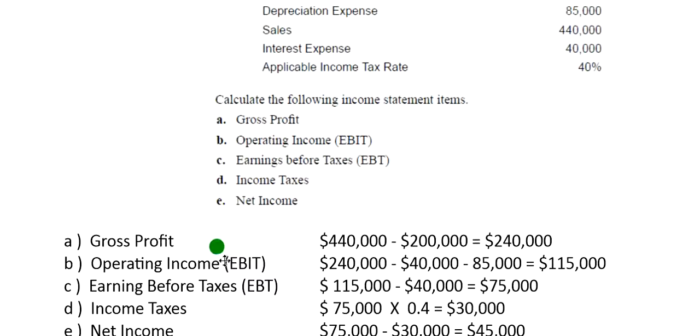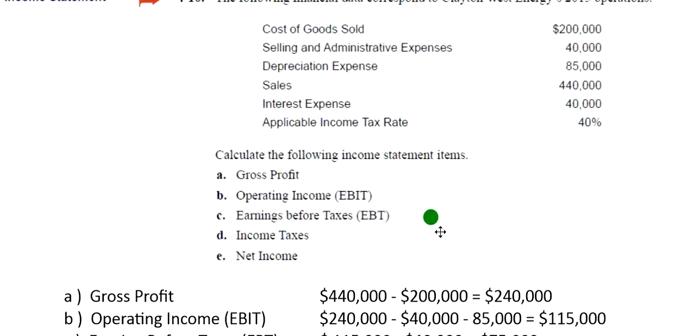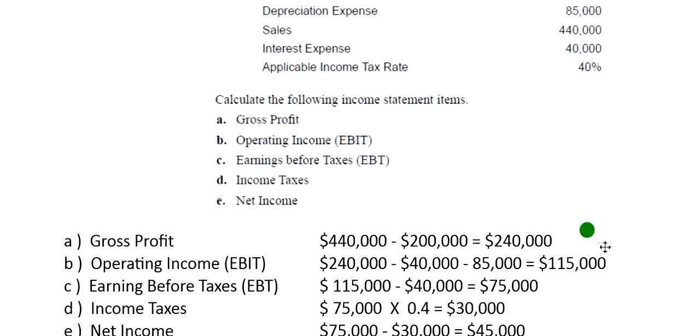Then we want to get our operating income, or earnings before interest and taxes, and we do that by taking our gross profit right here and subtracting from that our total expenses here and here: our selling and administrative expenses and our depreciation expense. So we subtract out 40,000 and 85,000, and that gives us our operating income down here of 115,000.